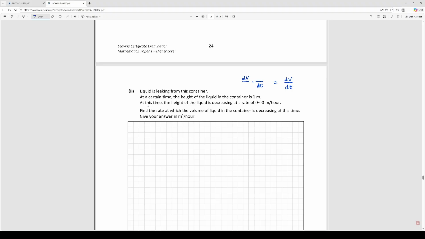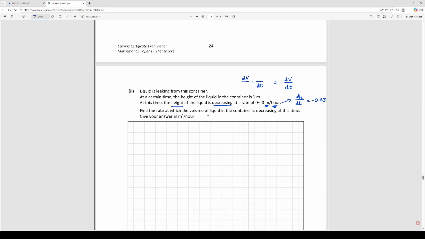At this time, the height of the liquid is decreasing at a rate of 0.03 meters per hour. Before going any further, because that's meters for the height and hours for time, I can say that dh/dt, how much the height is changing over time, would be minus 0.03. Minus simply because it's decreasing.